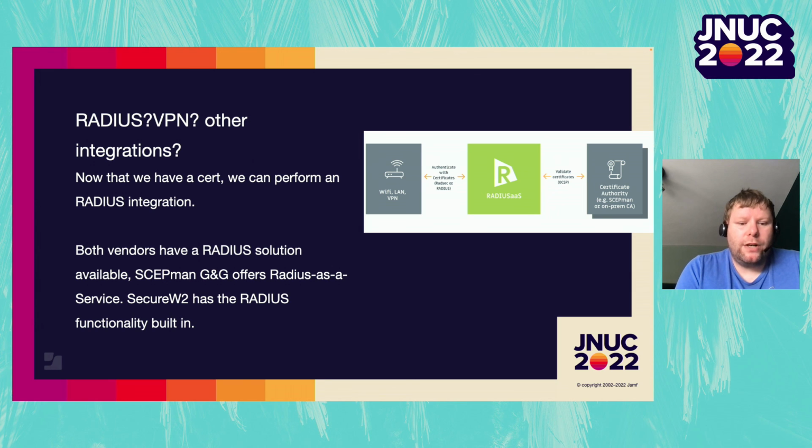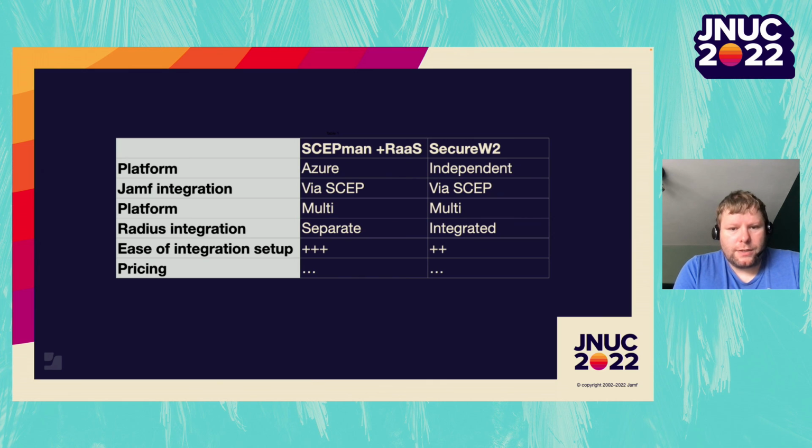SecureW2 has the RADIUS functionality built in. And again, that requires you to do at least a little bit of configuration on the SecureW2 part, to make sure that it works. But you can also do things like forward lookup usernames in, for instance, an Okta LDAP or Azure AD, if that's something that you would like to do. All right, and now we are going to go into the comparison. So let's compare the two.